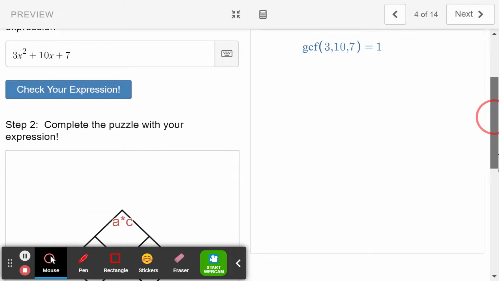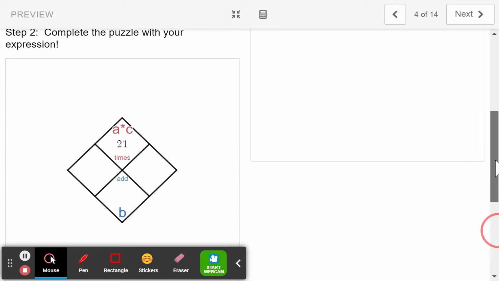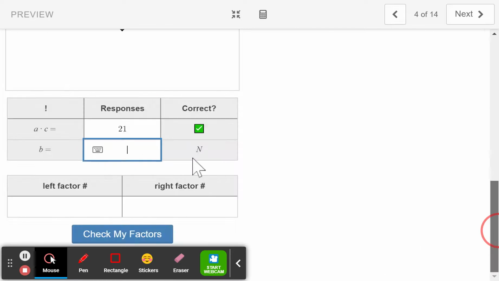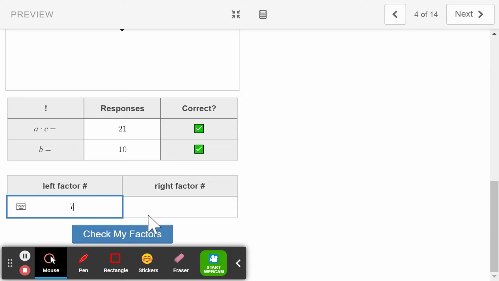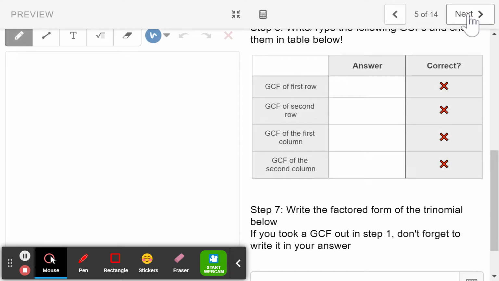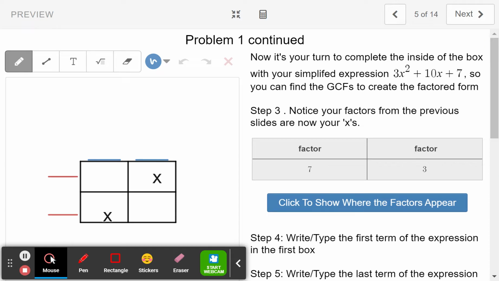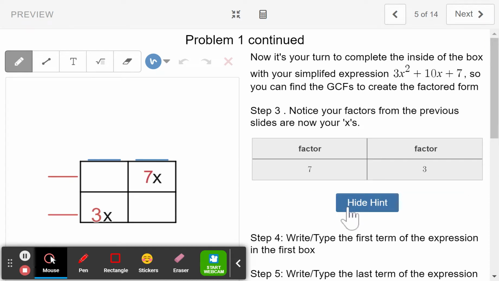Now we're going to do the diamond. 3 times 7 is 21. Our middle term, the one next to our x, is 10. Now 7 and 3 are the two numbers that work. 7 times 3 gets you 21. 7 plus 3 will get you 10. Now you need those numbers for the box. So click this right here to show where they go.